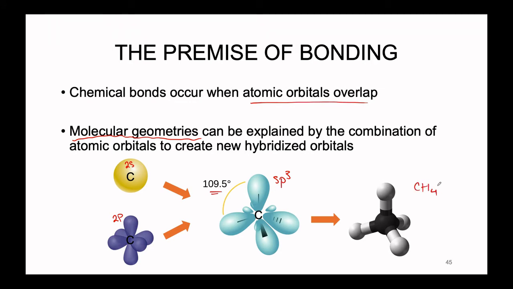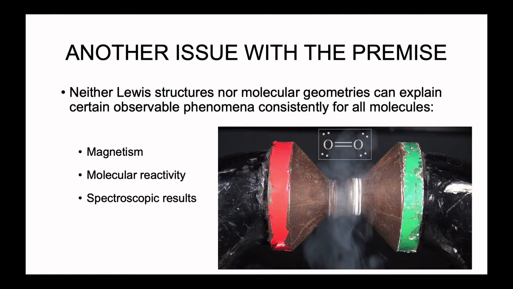It turns out that valence bond theory can't take into account certain observable phenomena. It's really good at explaining where the geometries of these molecules come from, but it lacks in other areas. So here's an issue with valence bond theory. Neither Lewis structures nor the molecular geometries predicted by valence bond theory can explain certain observable phenomena consistently for all molecules. The big one that we are going to touch on today is magnetism.